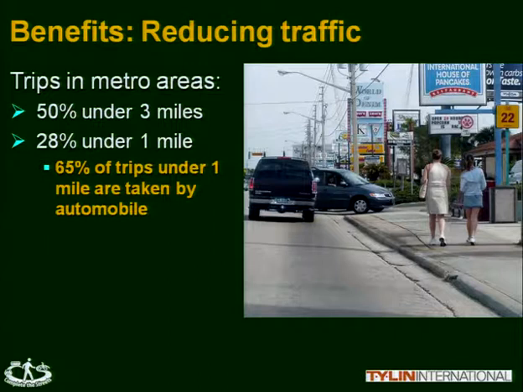It reduces traffic. 50% of our trips in our urban areas are under 3 miles. Those are all bicycle trips. 28% of the trips in our urban areas are under a mile. You can even walk. Those are easy walking trips. And yet, more than two-thirds of all our urban trips under 1 mile are made by automobile. That's crazy. That's insane.